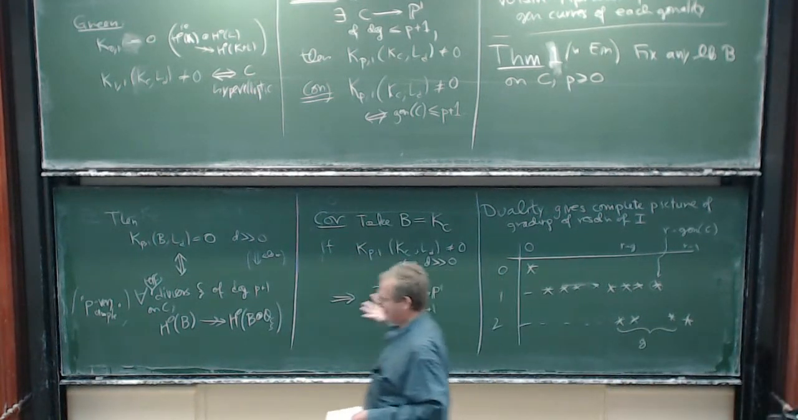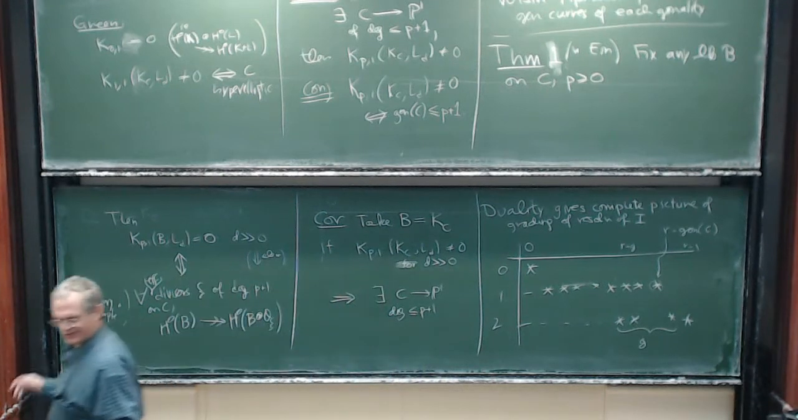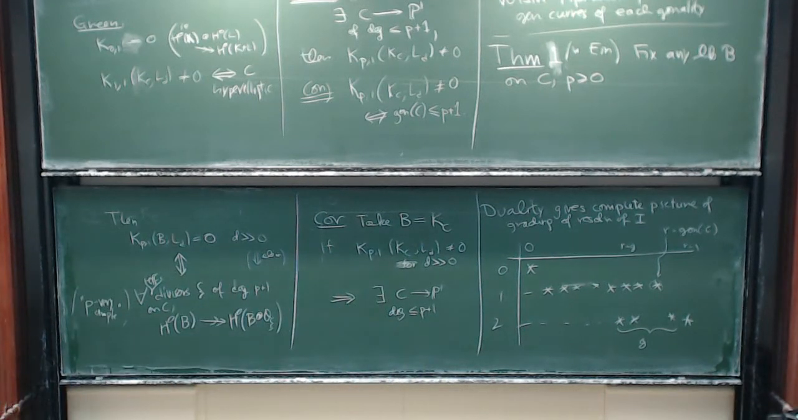So the theorem is that this gonality conjecture is true, and I will show you the proof. This is a romp in the park, as you'll see. And so this is the theorem. So it's true for all curves.